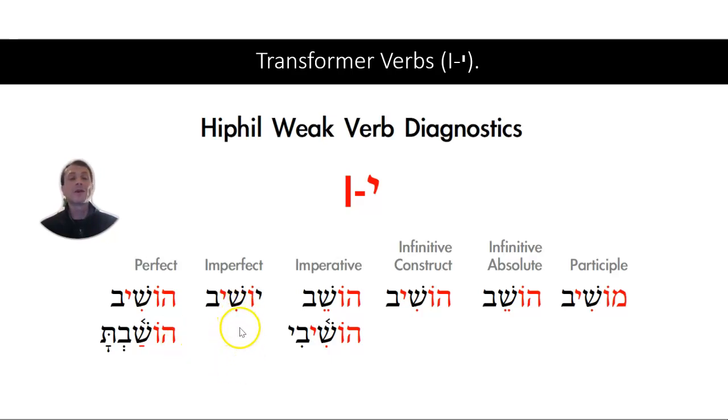And you can see that in the imperfect. Again, the yod changes to a holom. In the imperative, the infinitive construct, regular infinitive, in the emphatic infinitive, and in the participle.